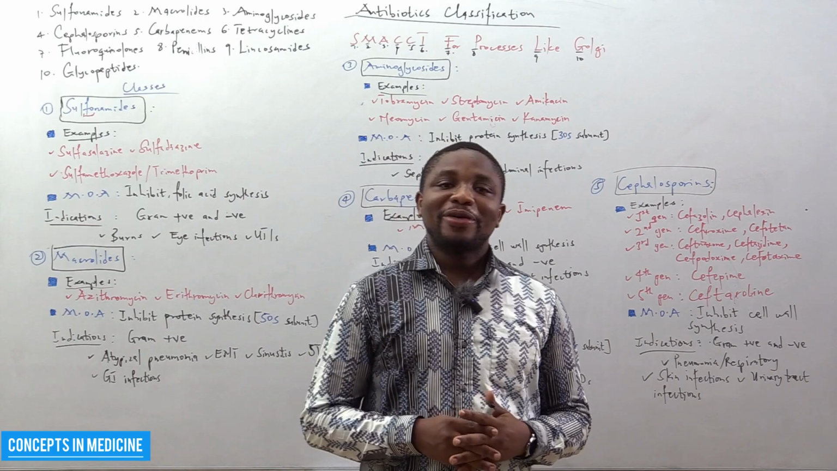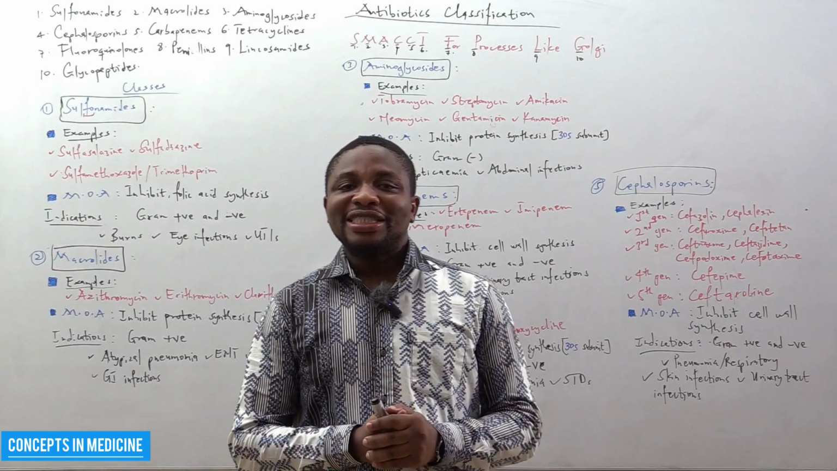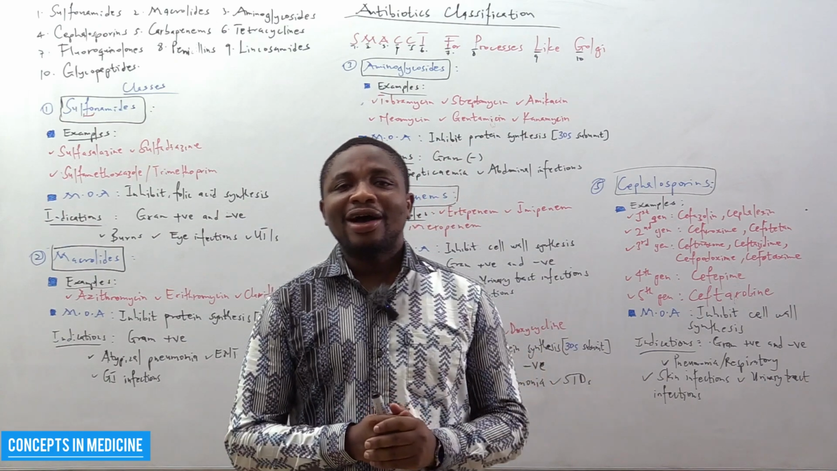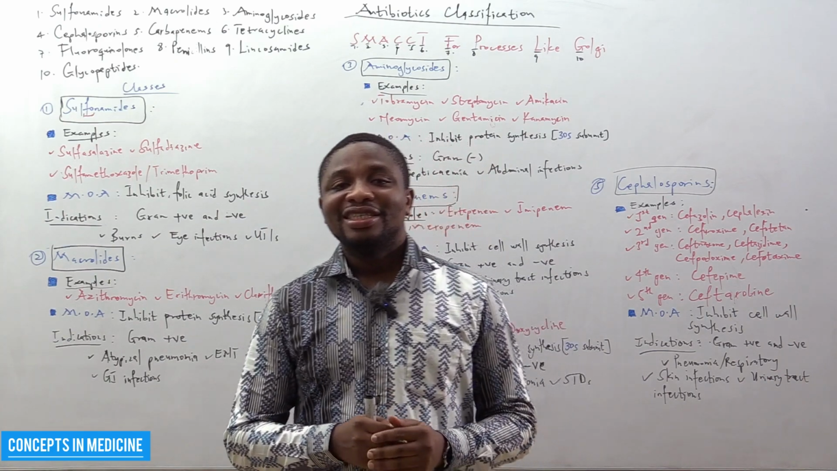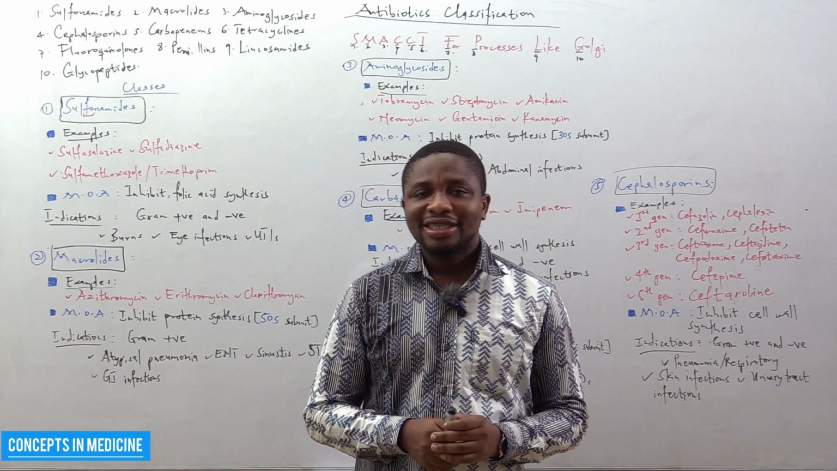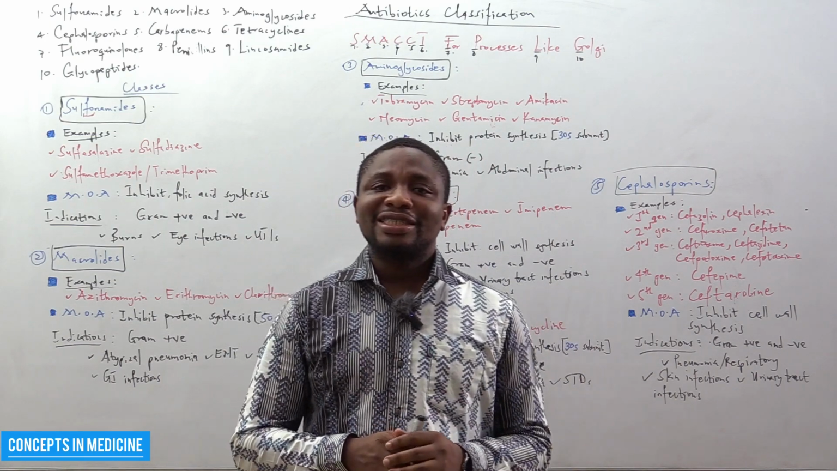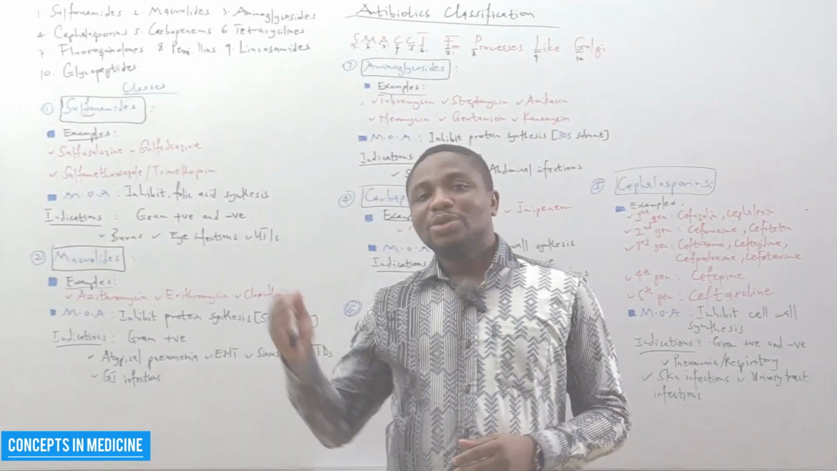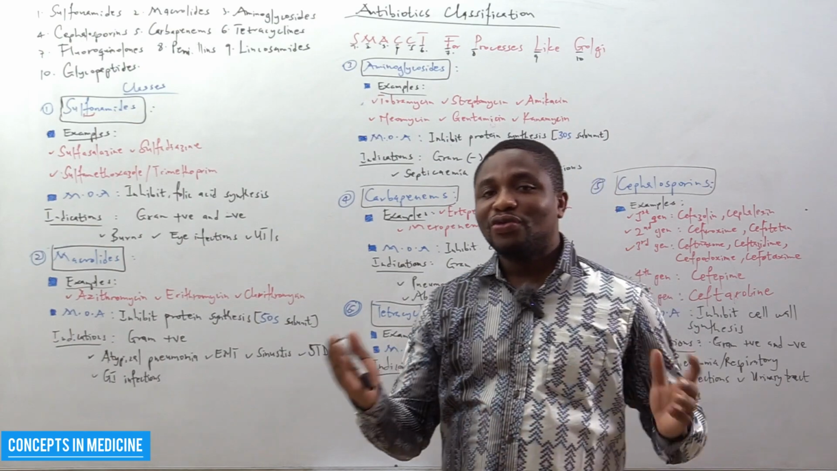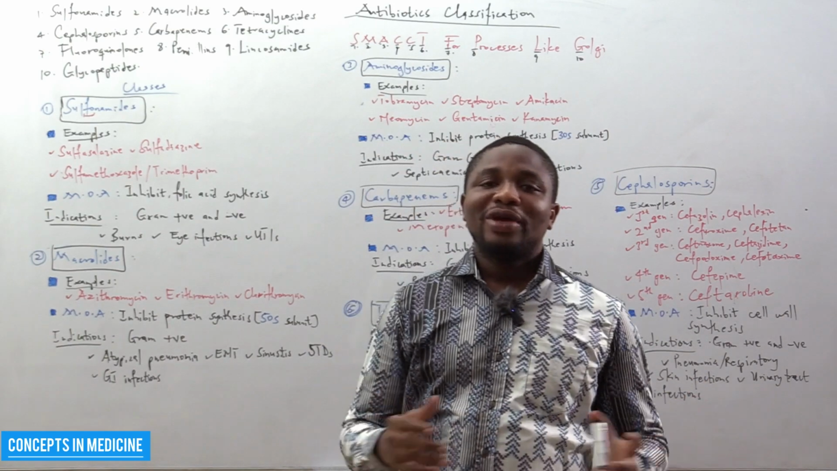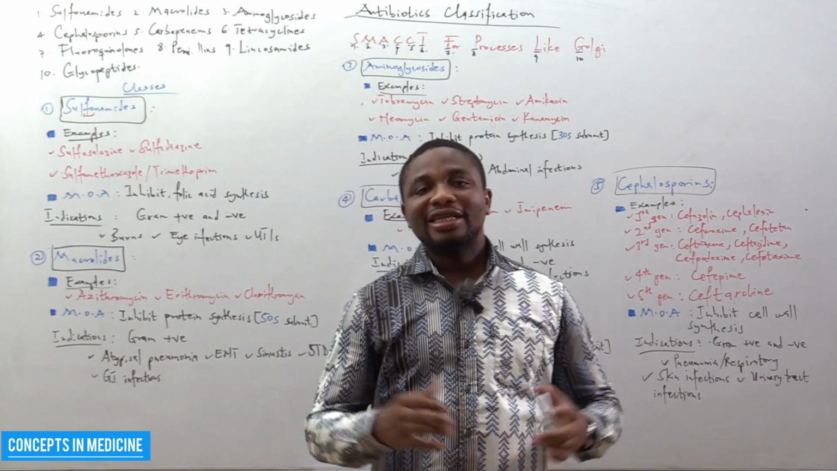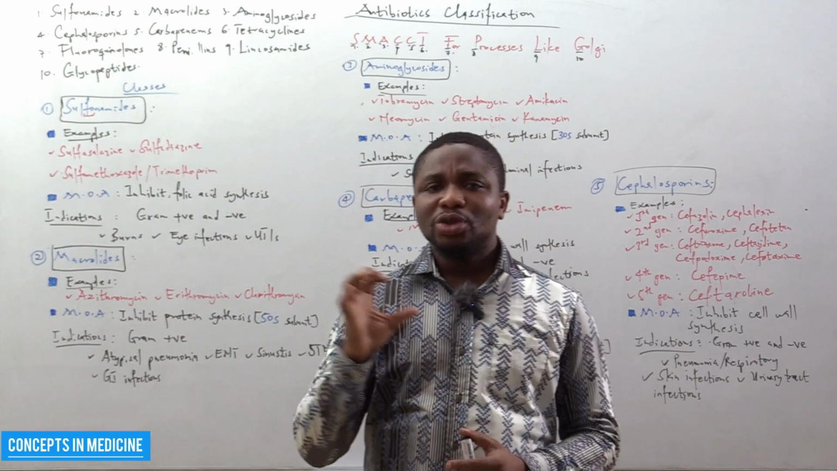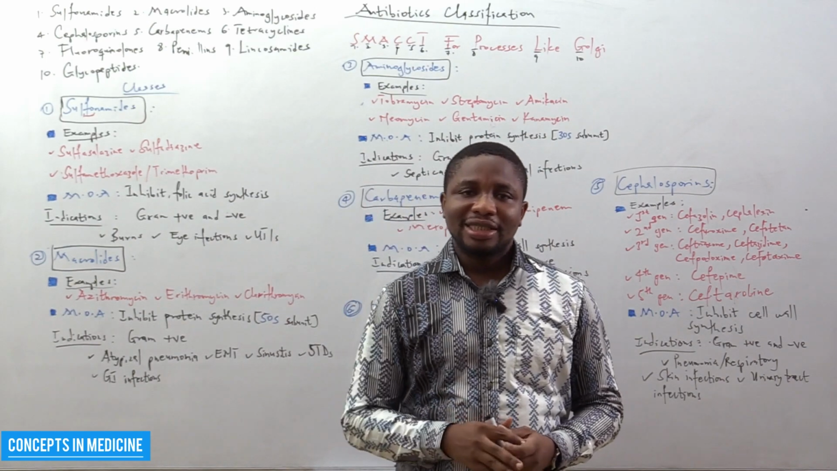In today's tutorial we are going to be looking at classification of antibiotics, a very simple approach to understanding how antibiotics are classified, the examples under each class, and also the mechanism of action and the indication. So let's begin. The first thing I want you to know for the antibiotics classification is that we are going to be looking at 10 classes. There are more than that, but we are going to be looking at 10 classes today. In subsequent videos, we'll zoom in on other classes.